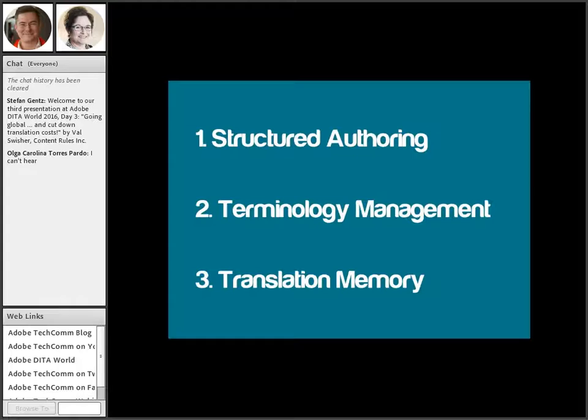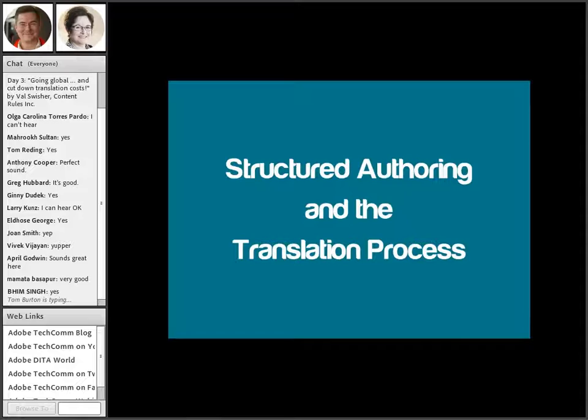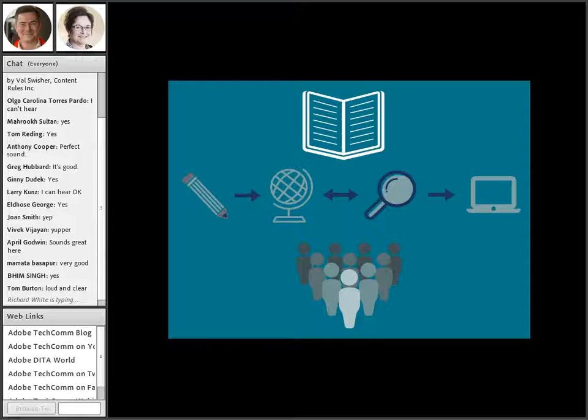So let's first talk about structured authoring and translation and how this works and why. Here we have a monolithic document in an unstructured world. This is the way that historically we have created content, everything from a letter to a 1,000-page reference guide and everything in between. We would start at page one and keep typing until page 322, and then we would be done. And that's this little pencil here.